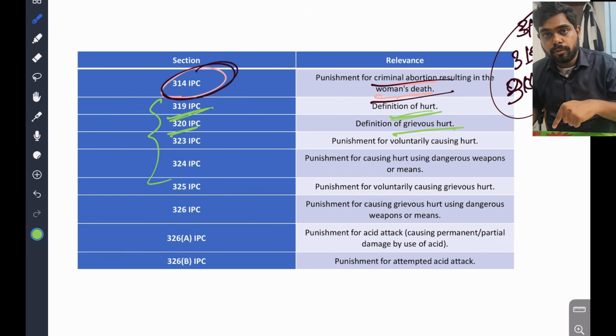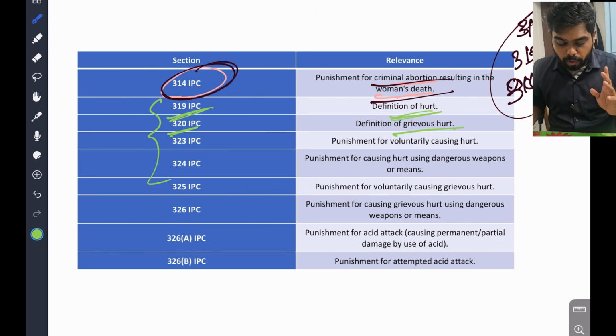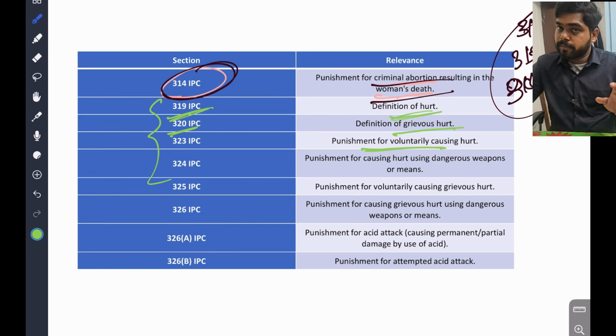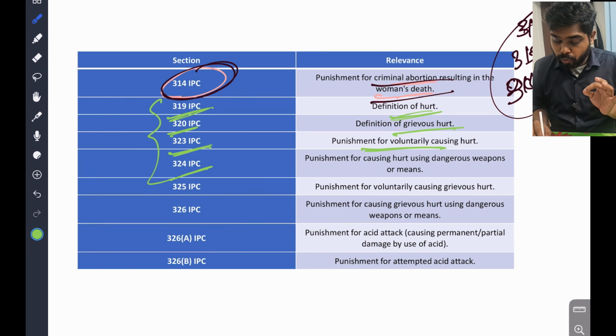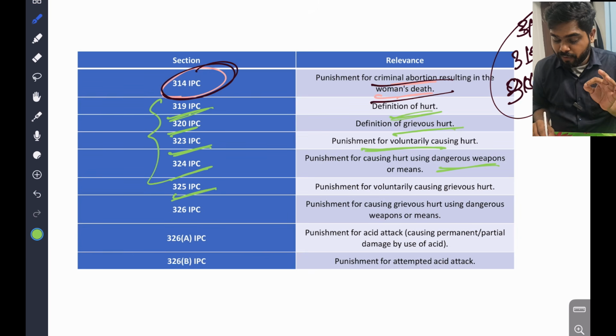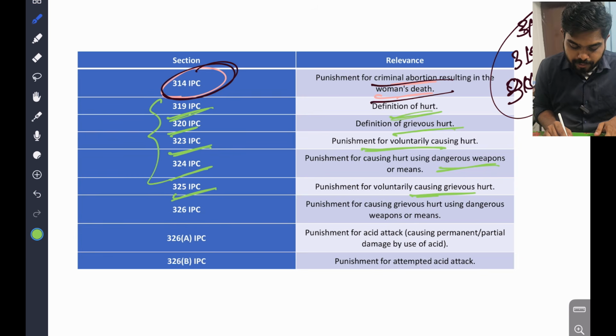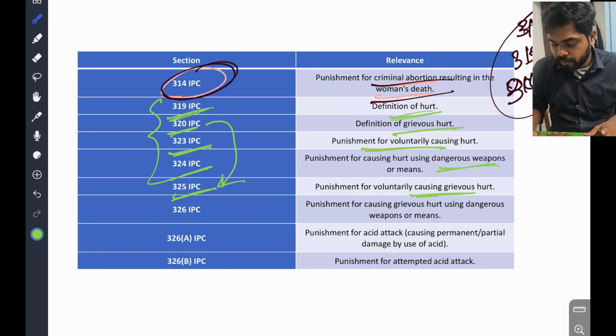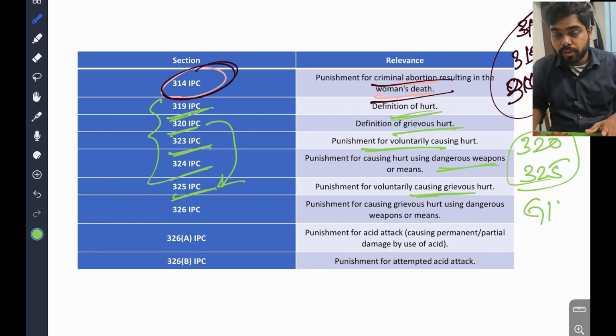So the definition of hurt is 319, and grievous hurt is 320, that is also very important. And 323, punishment for voluntarily causing hurt. If you voluntarily cause some hurt, 323 is the punishment for that. And 324, punishment for causing hurt using dangerous weapons, knife and all. You attacked with hand, 323. You attack with knife, 324. And 325 IPC, punishment for voluntarily causing grievous hurt. So 320 is grievous hurt, 325 is the punishment for grievous hurt. That is also very important.